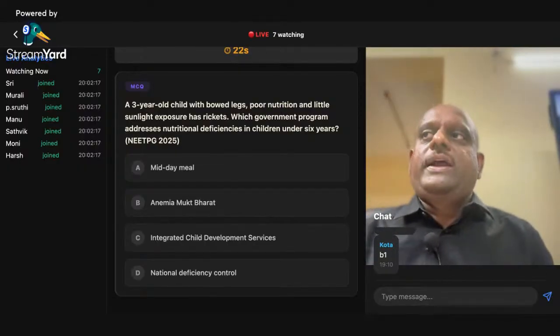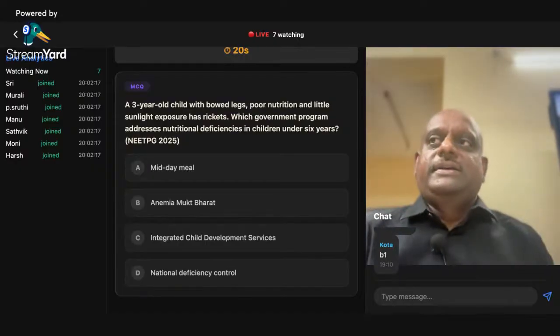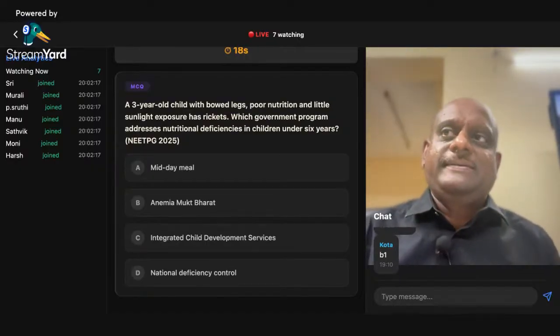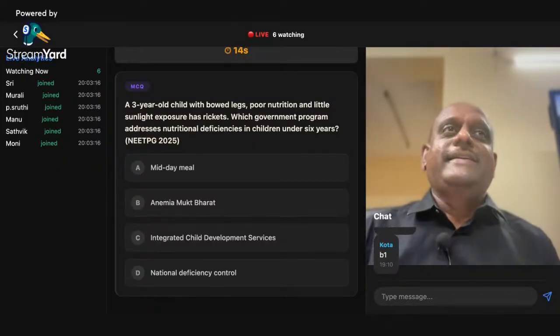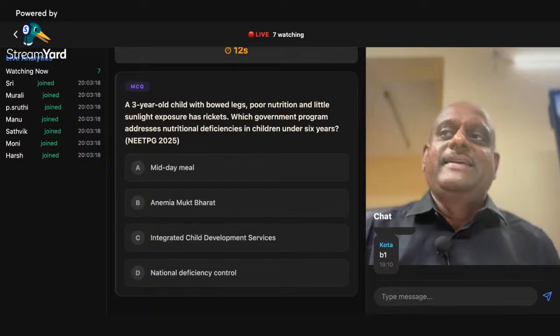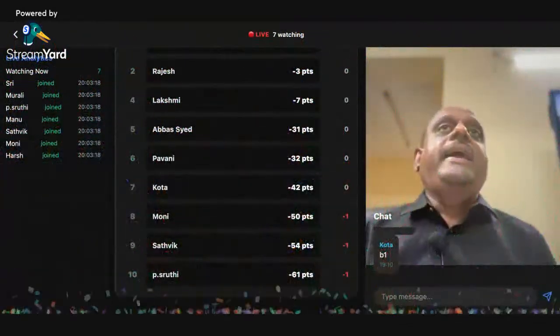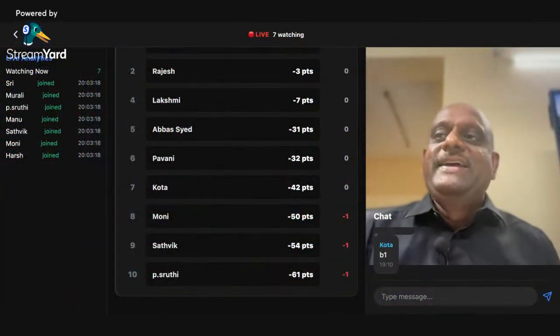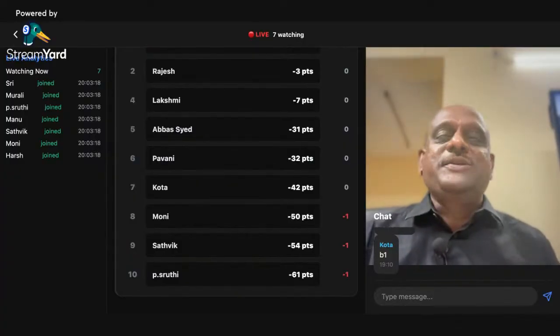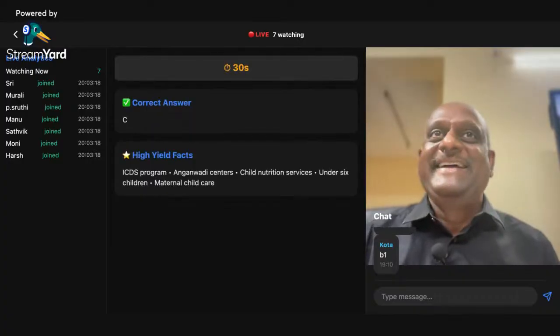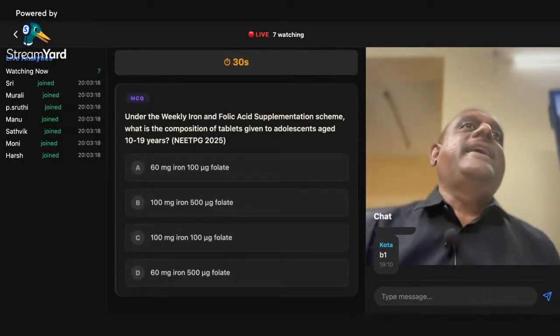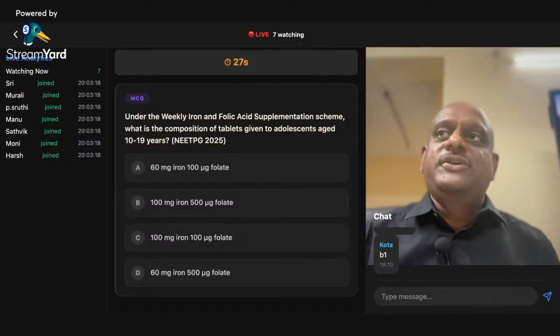Now, next, doctor. A 3-year-old child with bowed legs, poor nutrition, little sunlight exposure has rickets. Which government program addresses 6 nutritional deficiencies in children? The name itself tells. So, it is the Integrated Child Development. No, there is no such program as national deficiency control. Okay, ICDS, Anganwadi workers, ASHA workers, everything you should be sure.